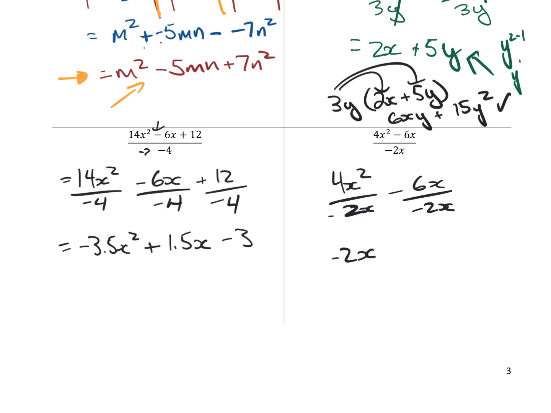And I have negative 6x divided by negative 2x. Well, negative divided by negative gives me a positive 3. And x divided by x would give me 1. So I'm just left with negative 2x plus 3. So pretty simple, not super complicated.